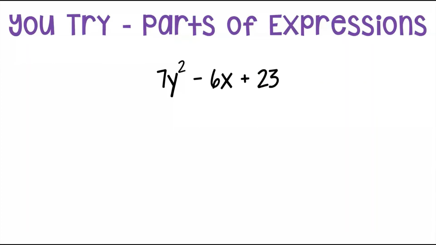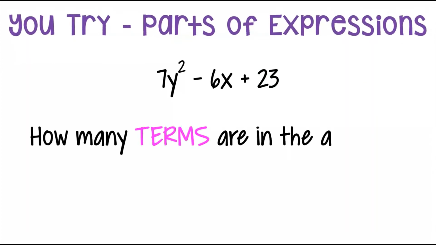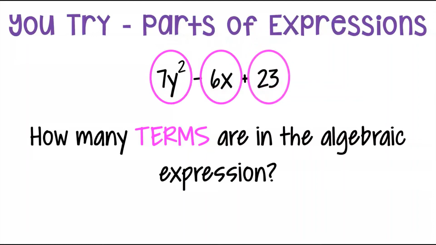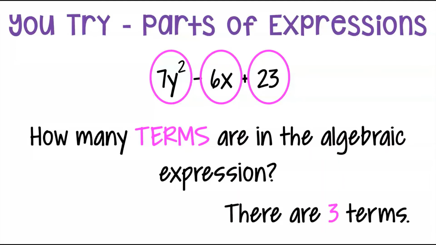All right, now you try. In this particular problem, this time we want to find out how many terms are in the algebraic expression. Remember, you can pause the video at any time. So in this particular expression, 7y squared, 6x, and 23 are all terms. They're all separated by adding and subtracting signs. So there are 3 terms in this expression.